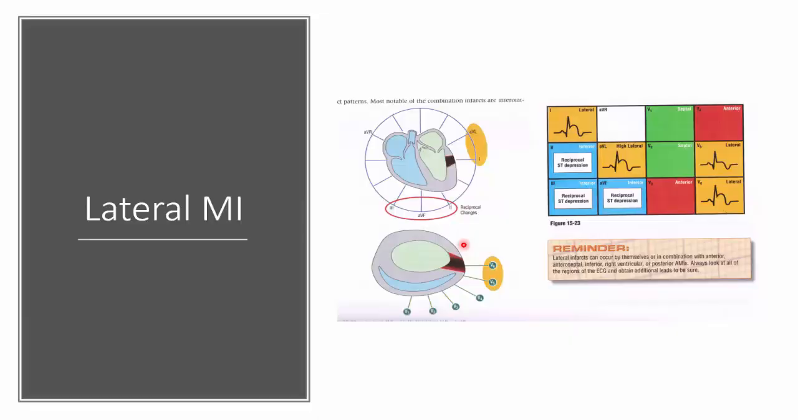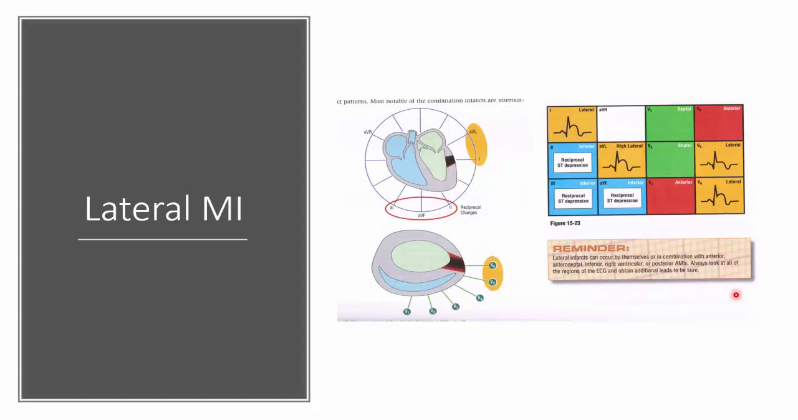So with a lateral MI here, if you have high lateral wall involvement, you'd probably see reciprocal changes here, at least in 3 and AVF, maybe 2 as well. So lateral infarcts can occur by themselves or in combination with anterior, anteroseptal, inferior, right ventricular, or posterior AMI. Always look at all regions of the ECG to obtain additional leads to be sure.